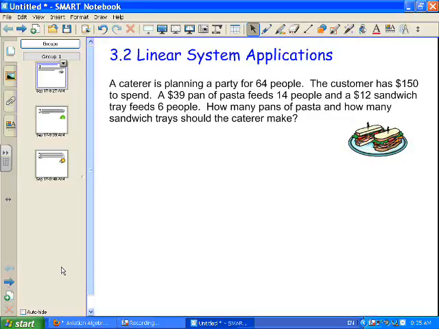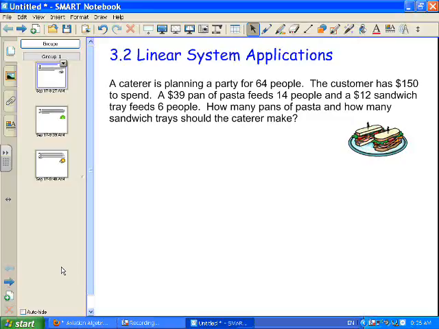So what I usually do when I'm trying to get my equations is, first, we want to identify our variables. Let's do that. What is it that I'm trying to find? Well, we can make the variable be anything. In fact, I don't think I'm going to make it an X this time. What do you think? The number of pasta and sandwich trays.